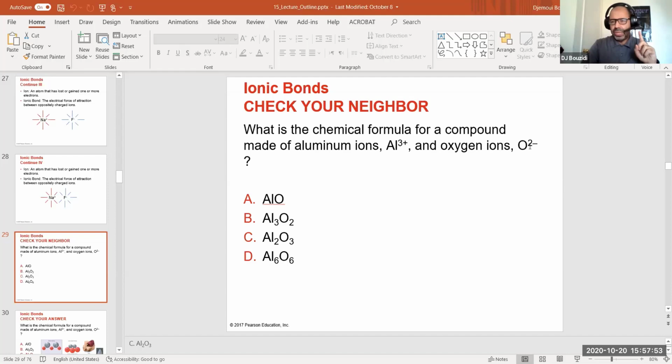2 times 2 is a negative 4. Positive 9 minus 4, that's still positive 5. So this is not actually correct bonding, because the molecule itself is still charged, negative or positive.